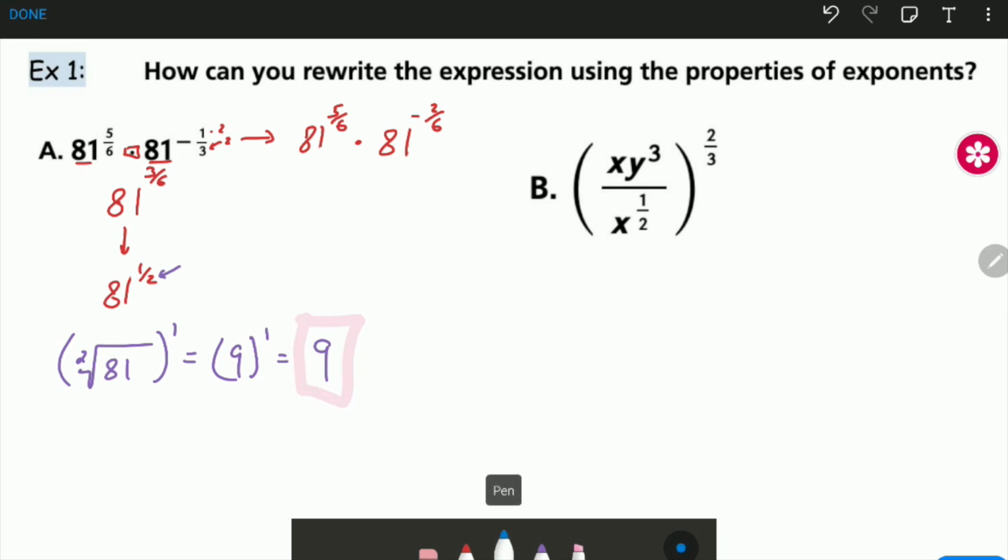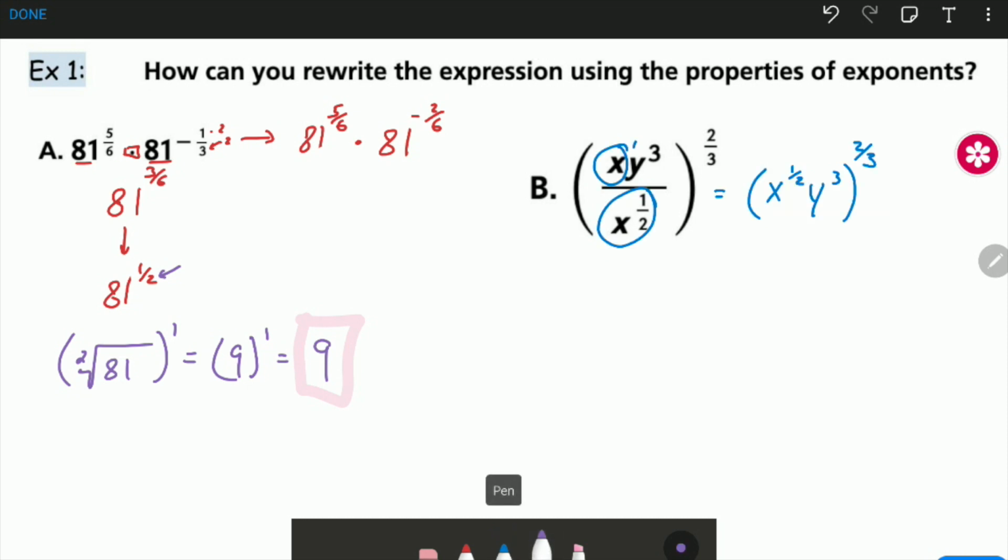Now for the second expression, b here, we're going to start inside the parentheses and see if we can combine anything inside. I see that there's an x on top and an x on the bottom. When you have variables connected by division, according to exponent properties, you want to subtract the exponents. So the exponent on top is 1. 1 minus 1/2 is 1/2. So x to the 1/2 times y to the third, to the 2/3.